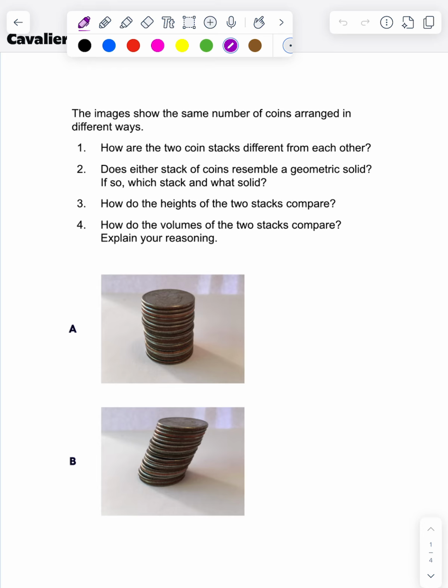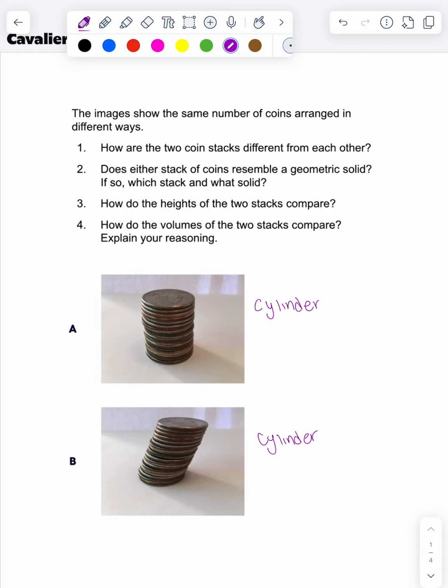One of the stacks of coins is standing up straight, and one of the stacks of coins is tilted or slanted. Stack A represents a geometric solid. You might want to pause the video and think about what it is, and that would be a cylinder. Stack B can also represent a cylinder. It's just a cylinder that is tilted to the side.